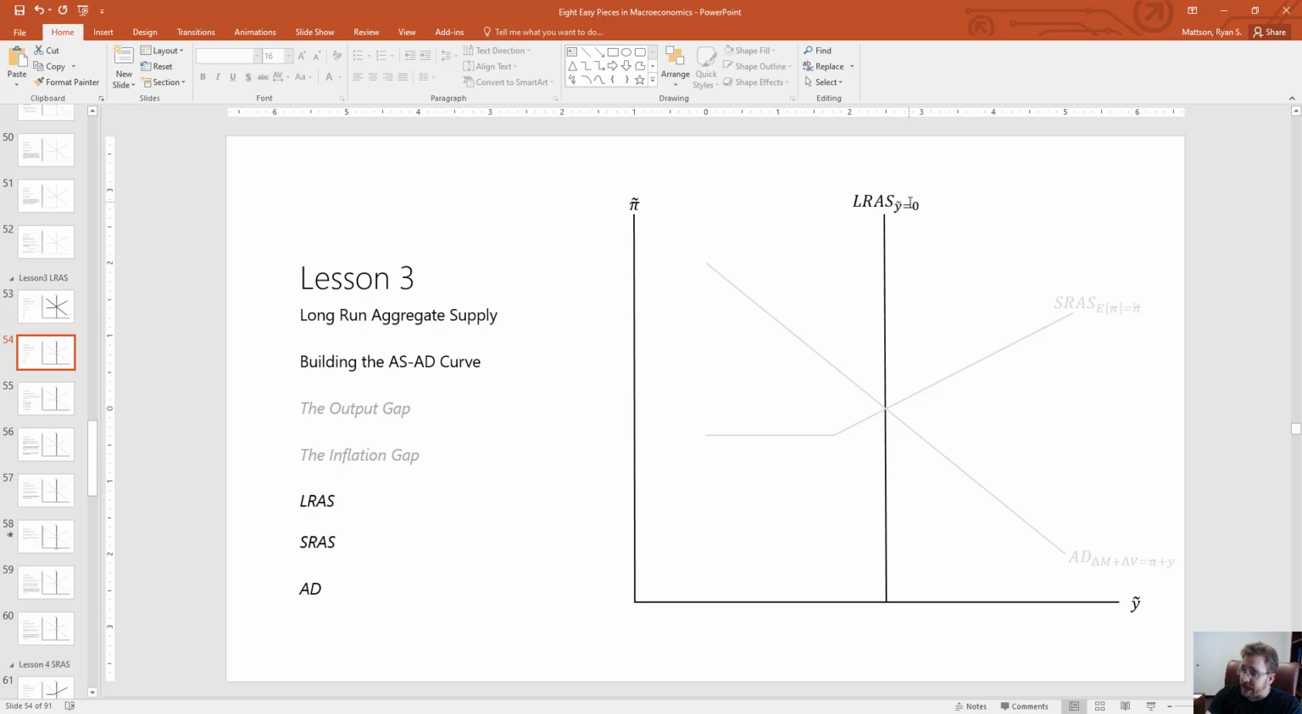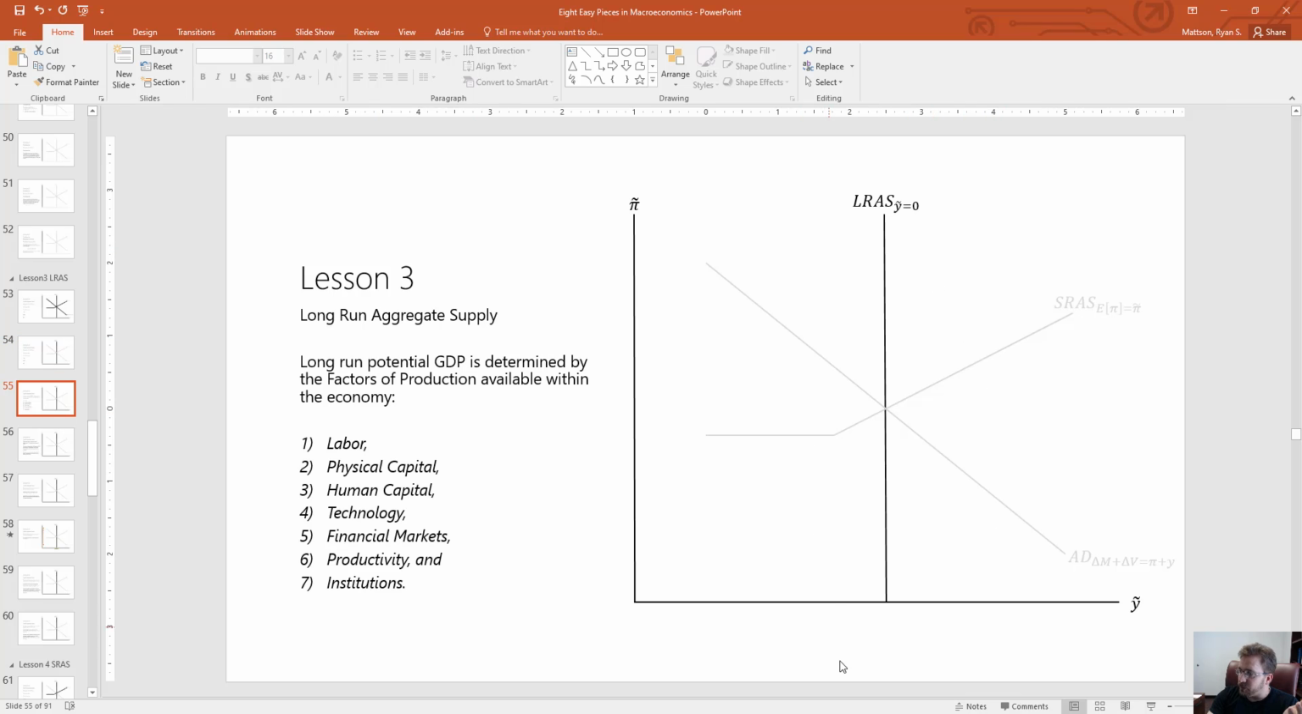So if we simplify even more, let's take a look at just a long-run supply curve of the economy. Now what this is going to be is that relationship between long-run output supplied by all the producers within the economy and the long-run inflation rate. So what's going to determine the movements of this long-run supply curve are any factors of production that would fundamentally shift productivity within the economy.